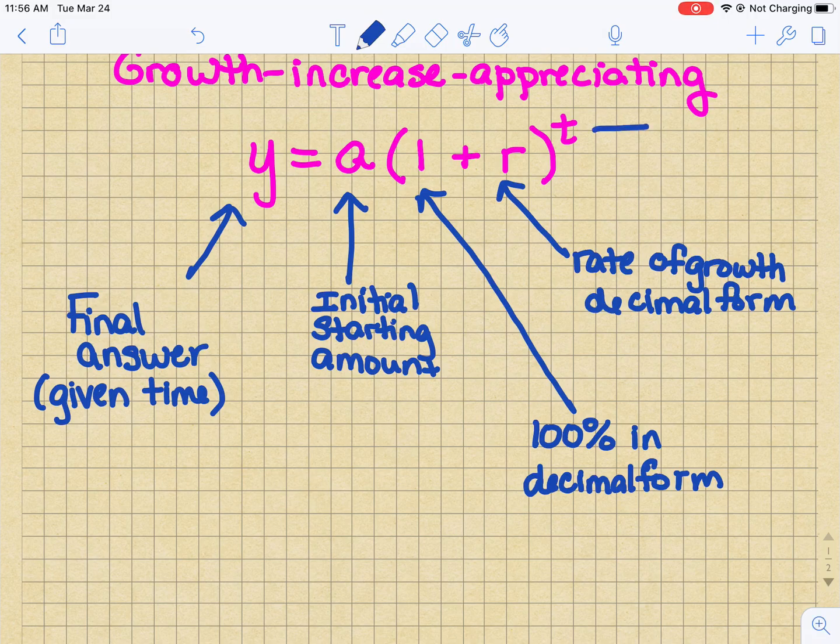And then the T stands for time. And that could be days, that could be seconds. If we're talking about bacteria, maybe even milliseconds, a small amount of time. We could be talking about years. We could be talking about decades. You have to read the problem to know, okay? So this is what everything stands for.